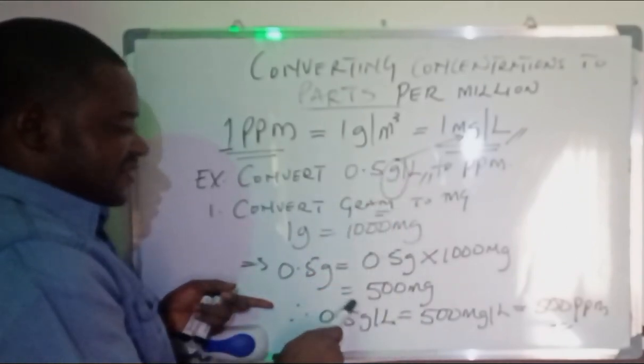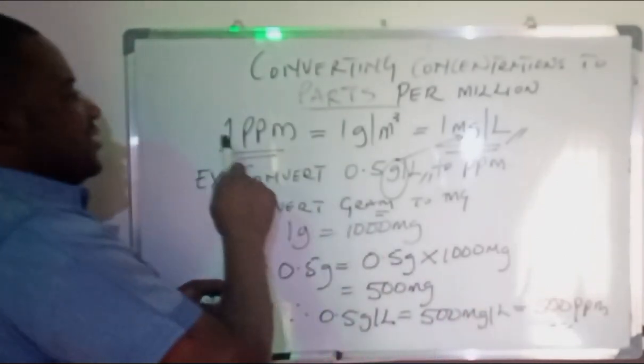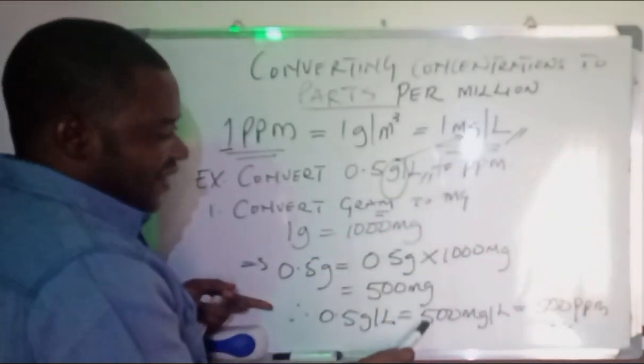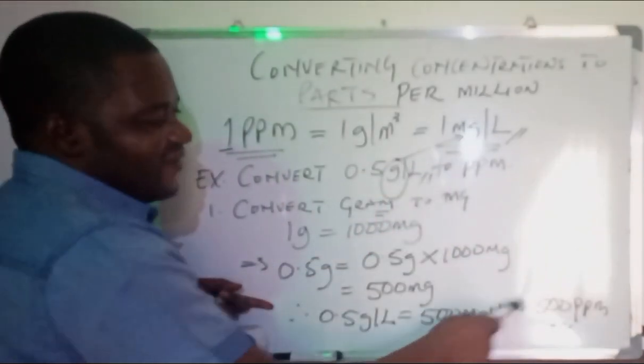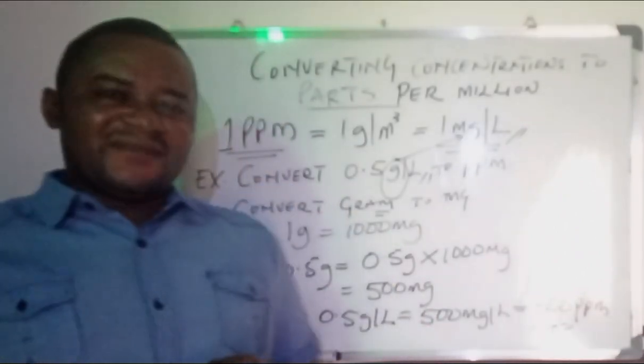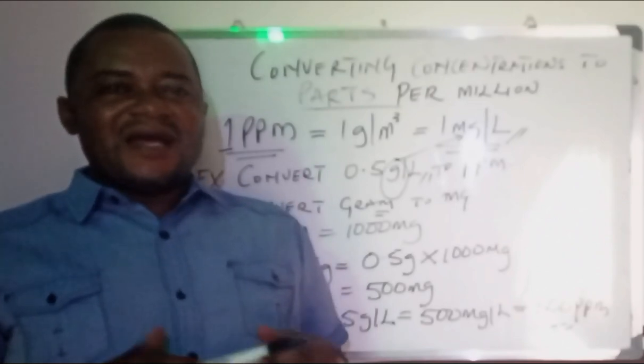We'll rewrite it now as what? 500 milligrams per liter. And we know that 1 part per million is equivalent to 1 milligram per liter. So 500 milligrams per liter is equivalent to 500 parts per million. Very simple. And I'm sure that you learned something out of this.